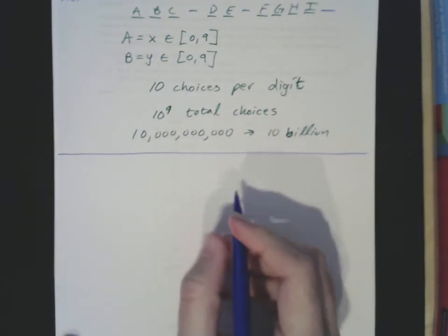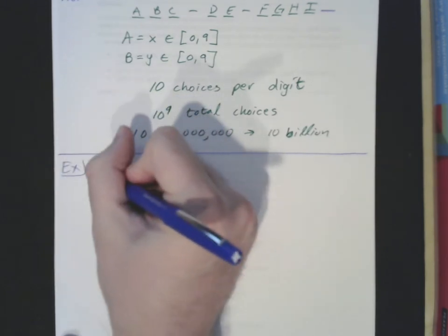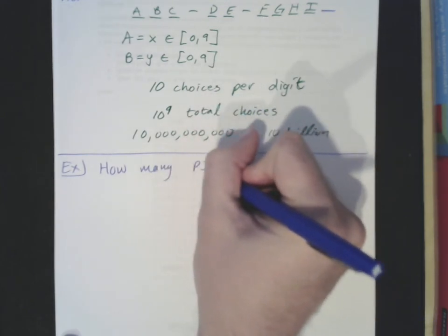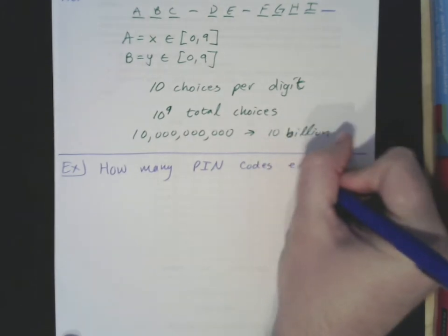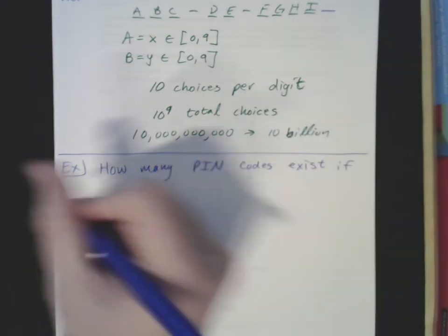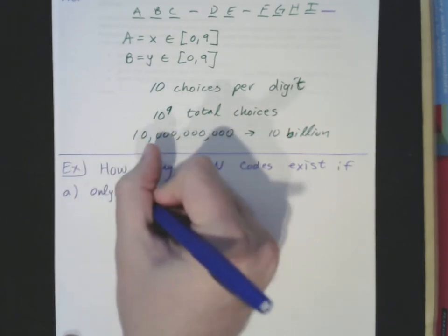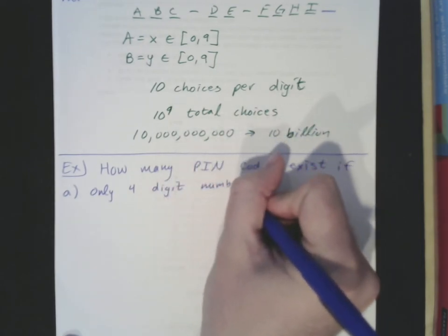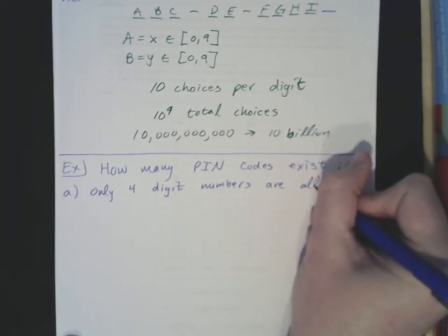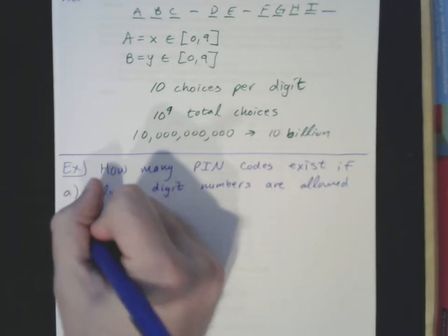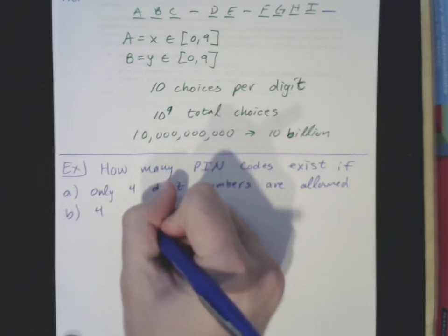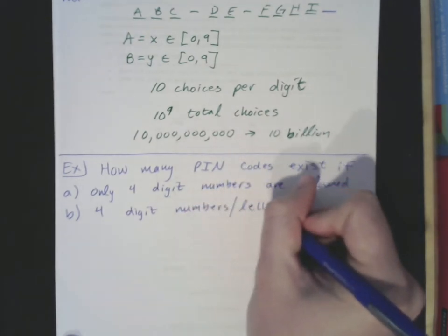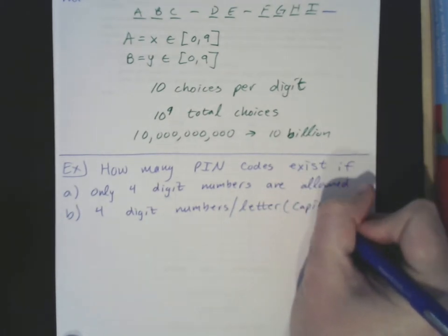So now let's talk about something a little bit closer to home. How many PIN codes exist if A, only 4 digit numbers are allowed, and B, 4 digit numbers and letters, and we're going to say capitals only on those letters.